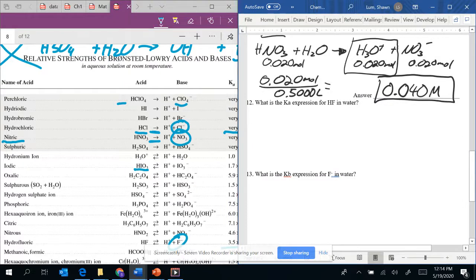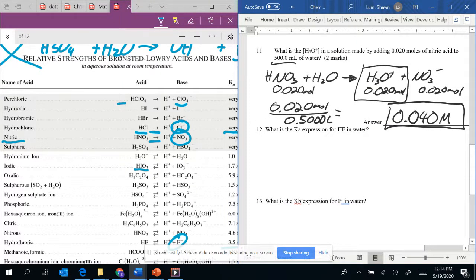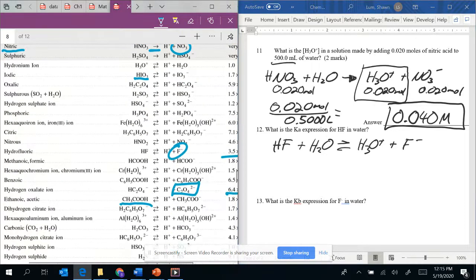Next question. What is the Ka expression of HF in water? First I'm going to write my formula. HF plus water turns into H3O plus and F minus. If you ever wonder, technically these all give you the Ka expressions on this thing right here. Now it doesn't have the water in there, and I'll show you something about that in a little bit.